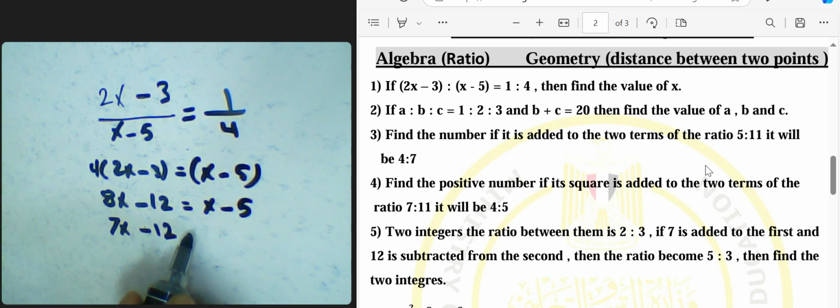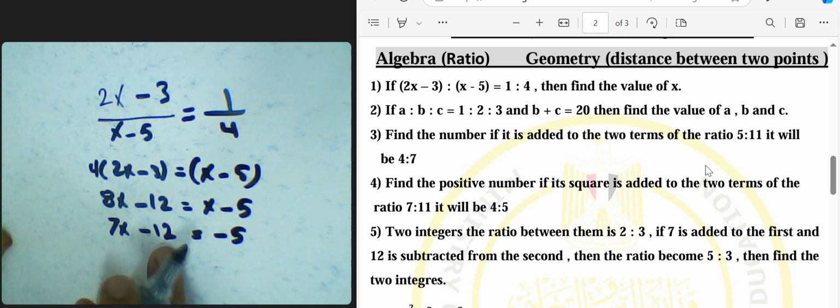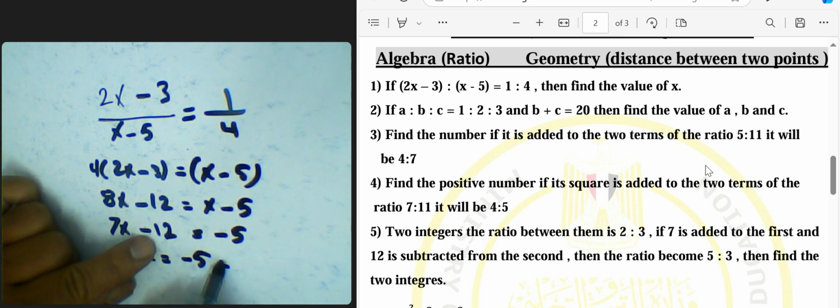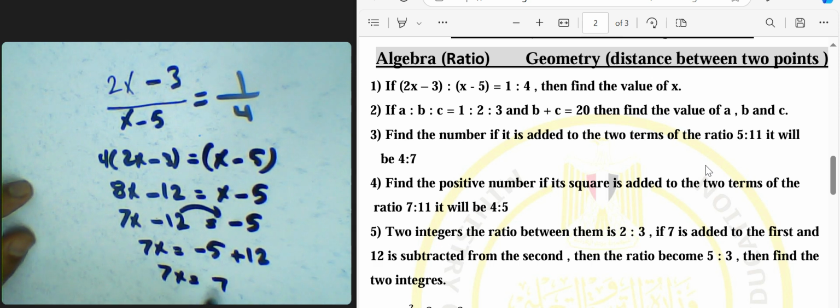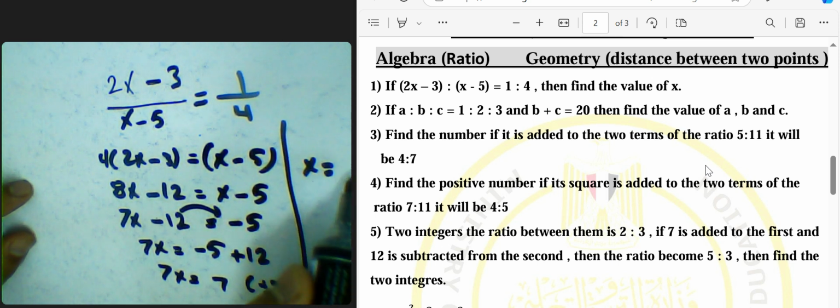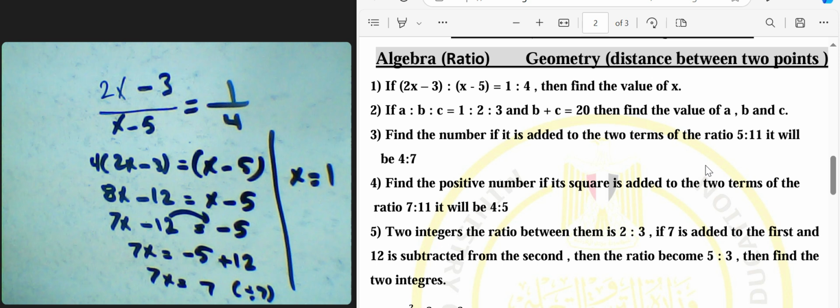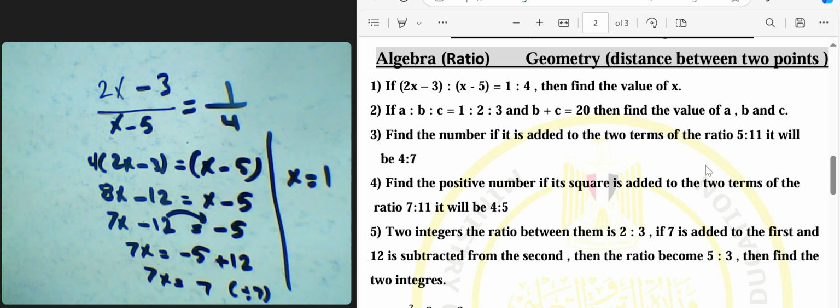7x subtract 12 equals negative 5. And then move negative 12 from the left hand side to the right hand side and change the sign. This 7x will be equal to negative 5 plus 12, and then 7x will be equal to 7. Then you can divide by 7 to find the value of x. X here will be equal to 1.